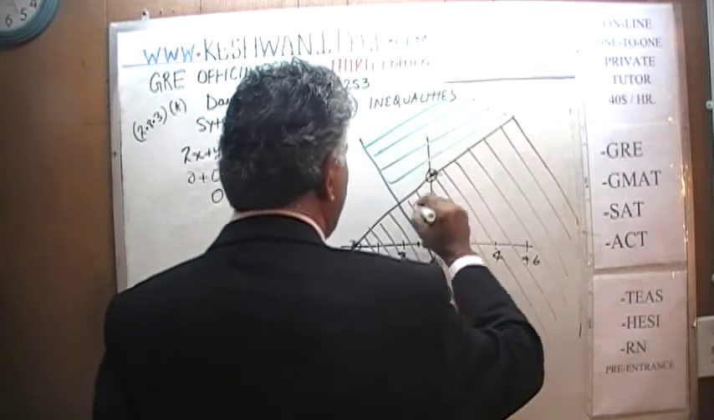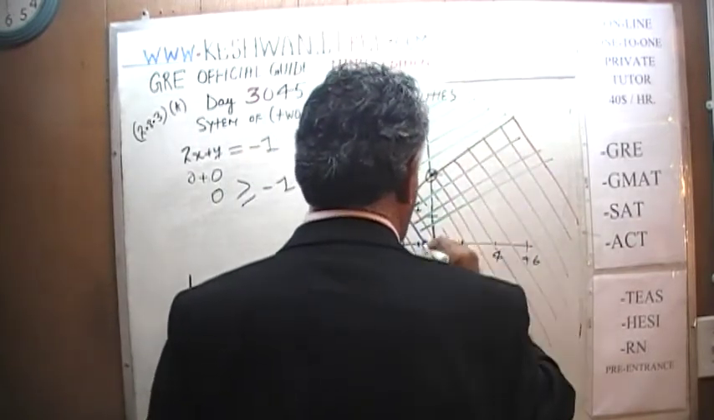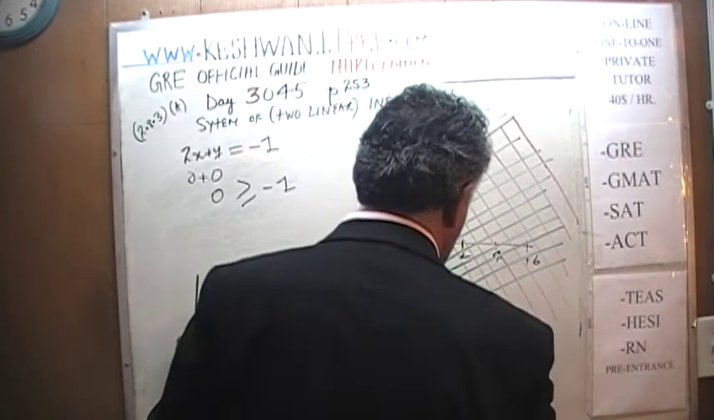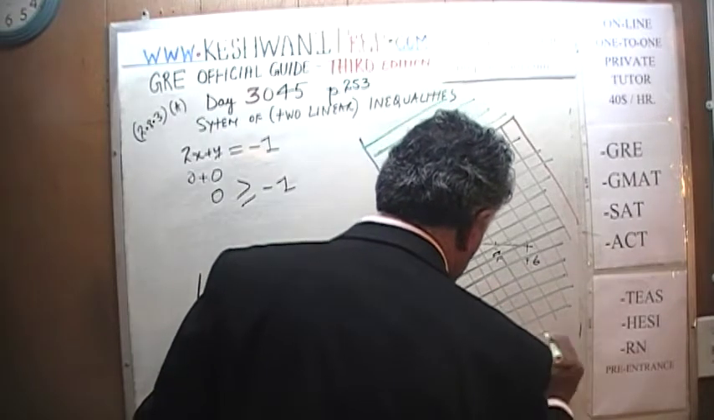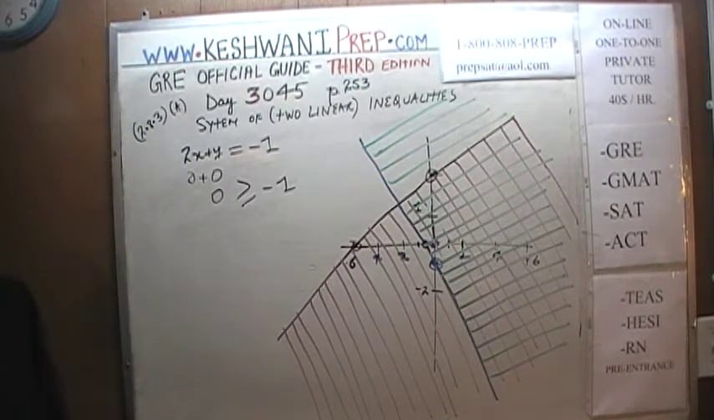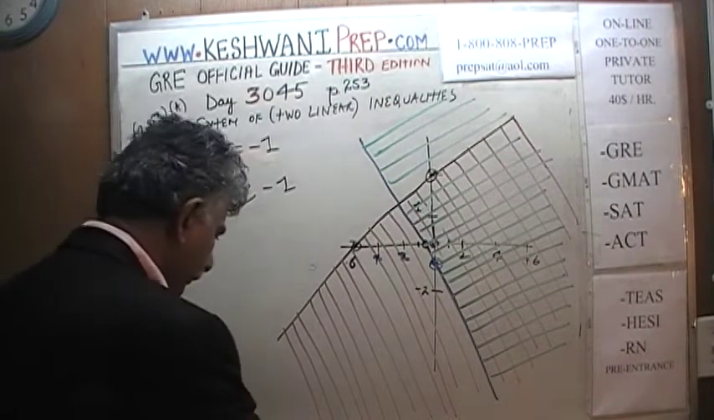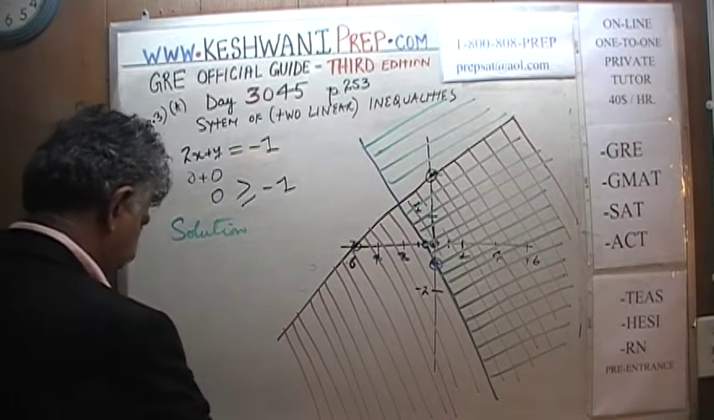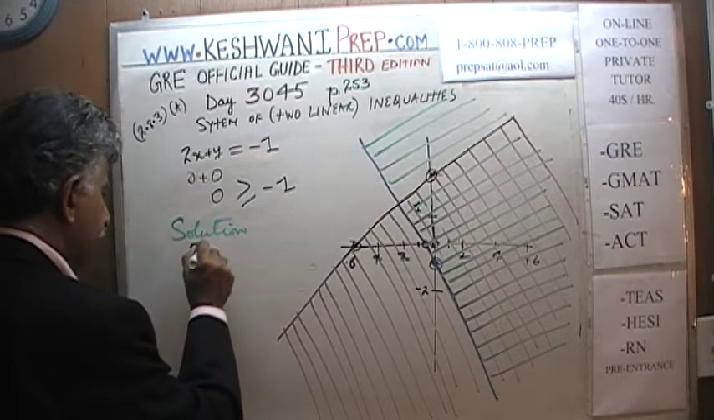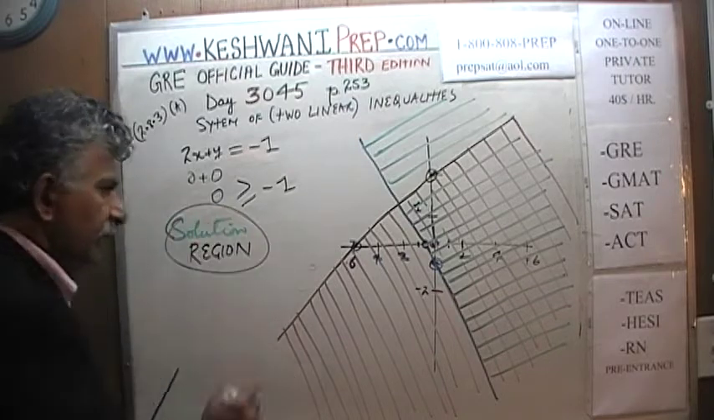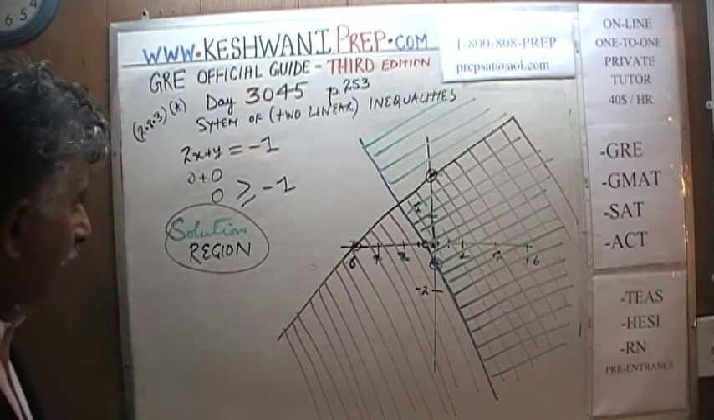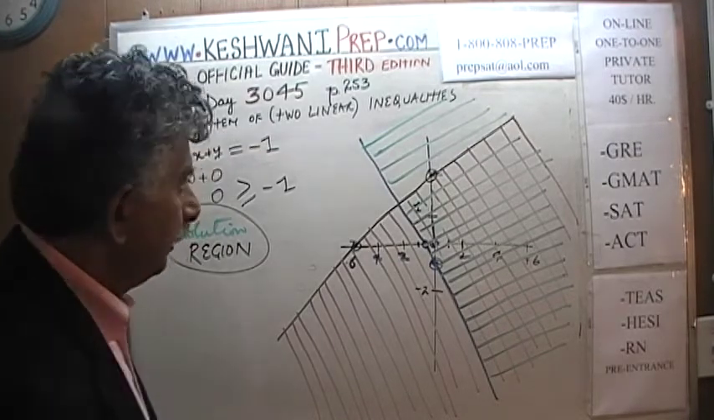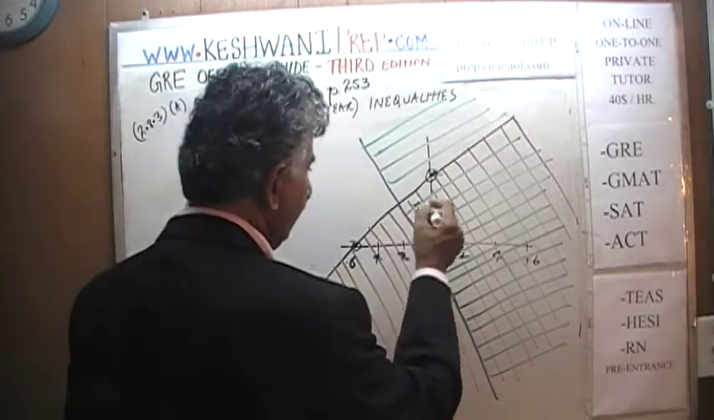Again, we're going to take our time. And the part that overlaps is our solution region. It is known as the solution region. And solution region is the part where the two overlap. Let's use the black one again, but I'm going to make it darker here. So this is the solution region here.